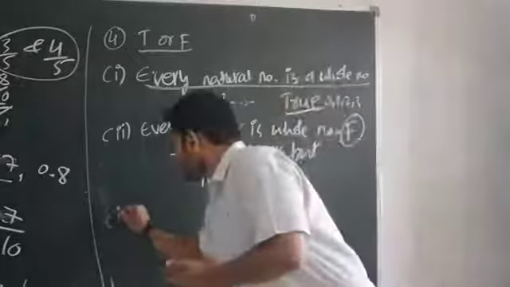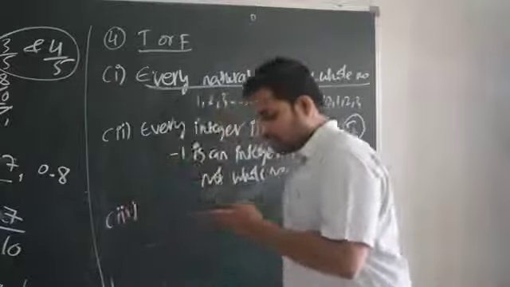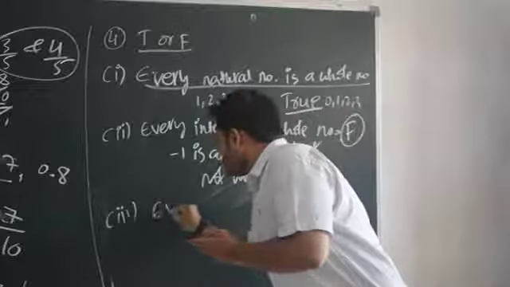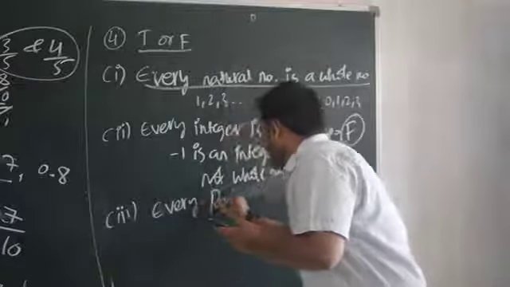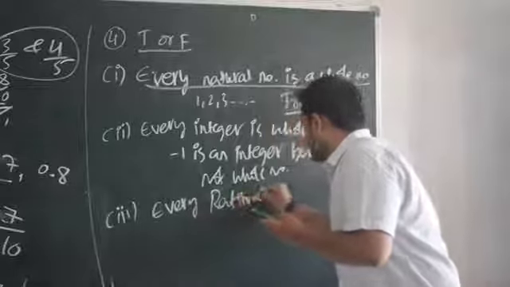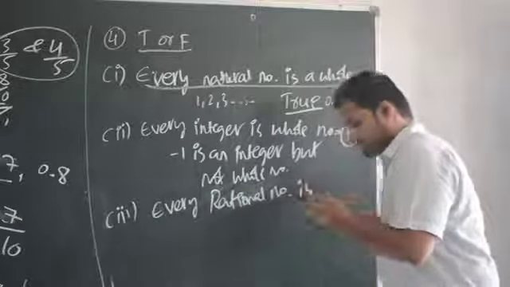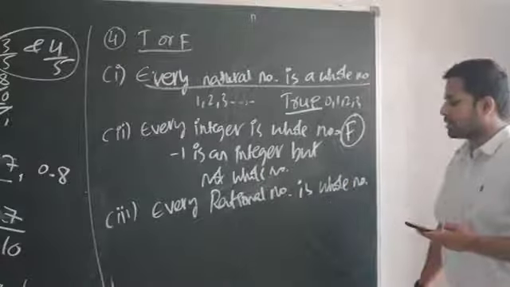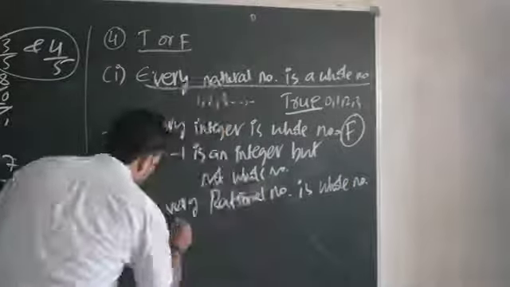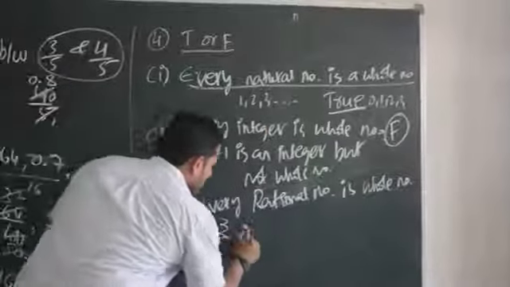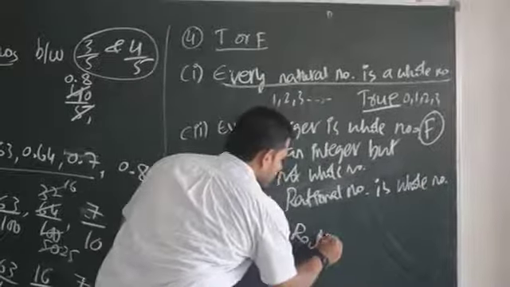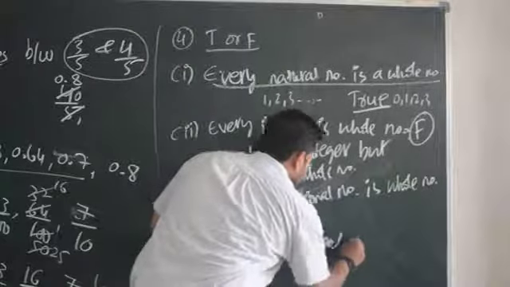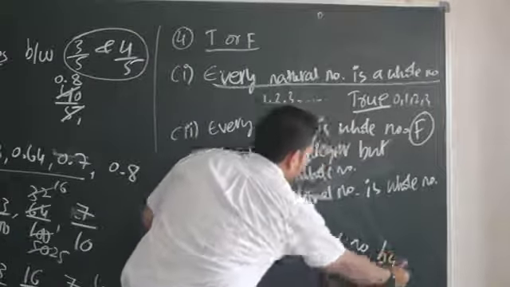Now let me give you the third question here. Very simple question. Now they are asking you, every rational number is a whole number. Now tell me whether this is true or false. Every rational number. For example, if I take 3 by 5. 3 by 5 is a rational number. Yes or no?